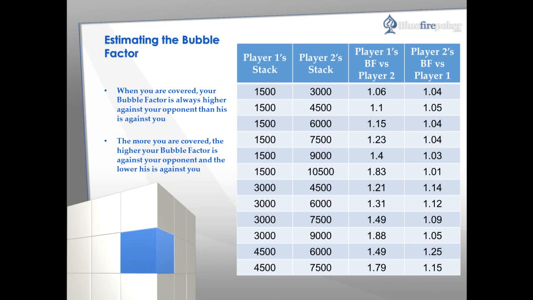And we can look even further down the chart where we have a stack of 1,500 and he has 10,500. We have a massive bubble factor against him, and that's 1.83, but his is almost down to 1. It's almost an equal cash game situation for him.